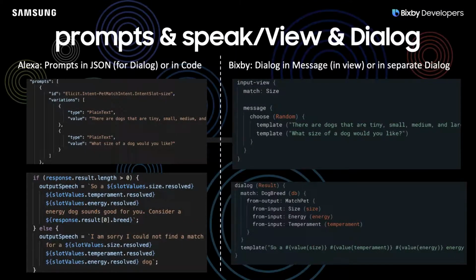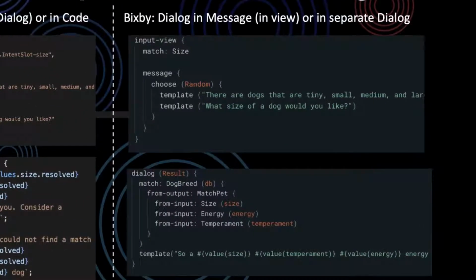So on the Bixby side, there's two ways of doing it. You can put it in a view or a separate dialog file. A view is where you define a Bixby UI, but you can also define the dialog that you send back to the user. So look in the top right. This is when it asks the user for the size, message, choose a random one. Here's the two random utterances that can come from Bixby. And then on the bottom right side, there's a pure dialog file.